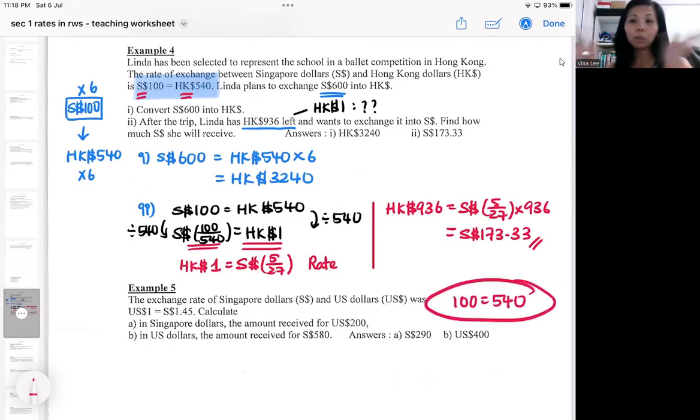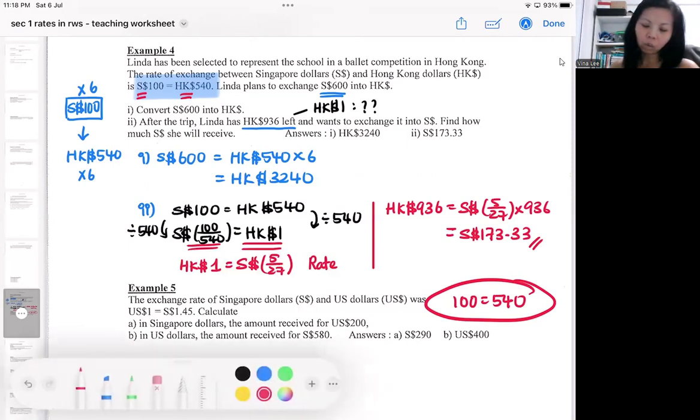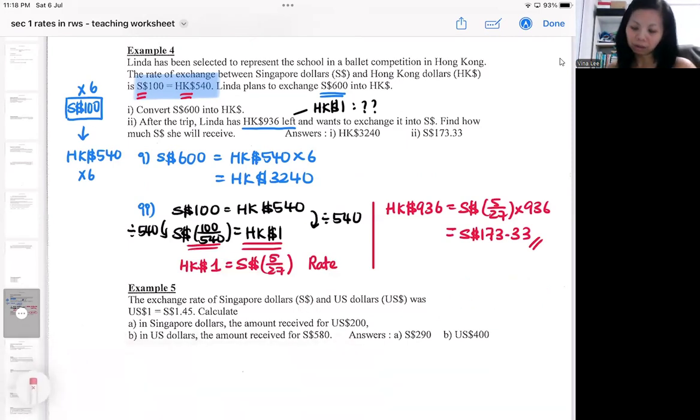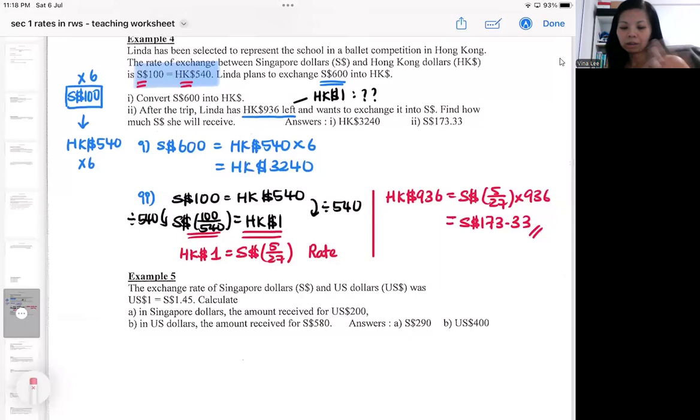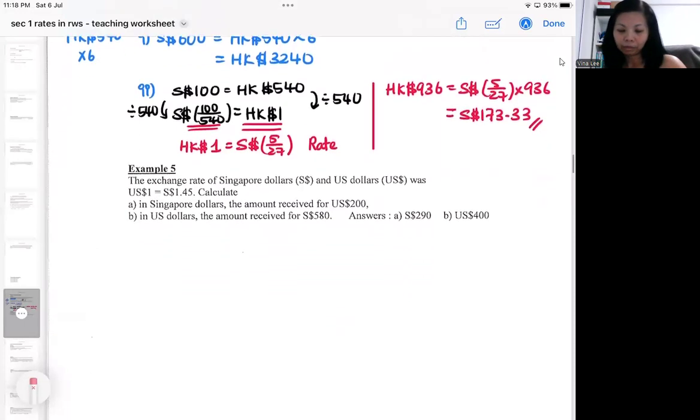Something like this has no meaning. I wouldn't know what that 100 means. I wouldn't know what that 540 means. So you must make it a point to write the units clearly. Without units, the currency exchange doesn't really work out.